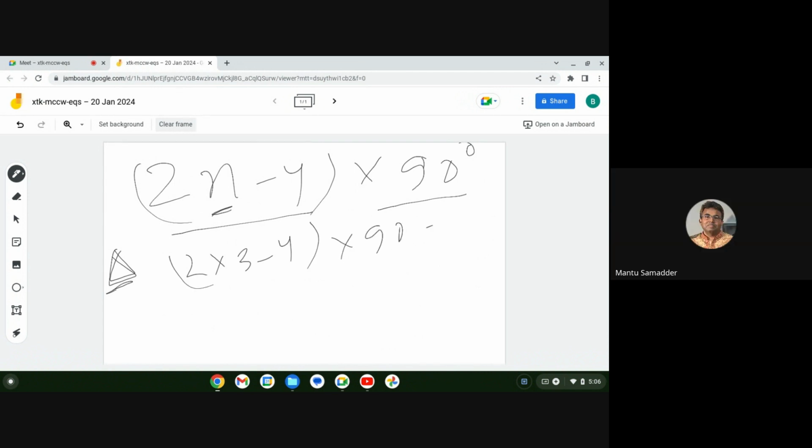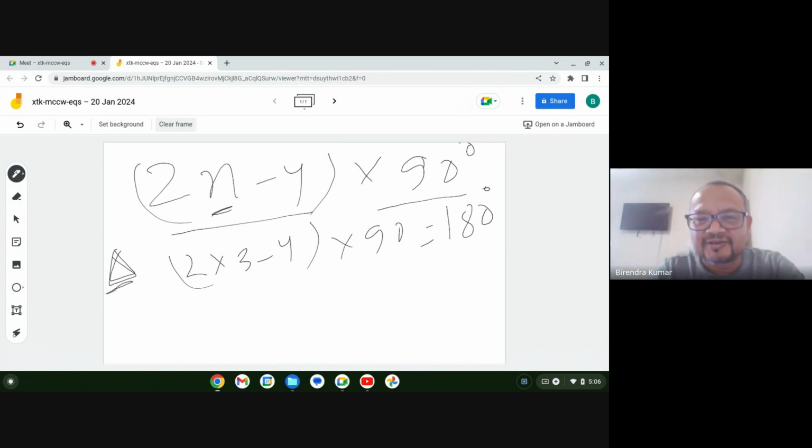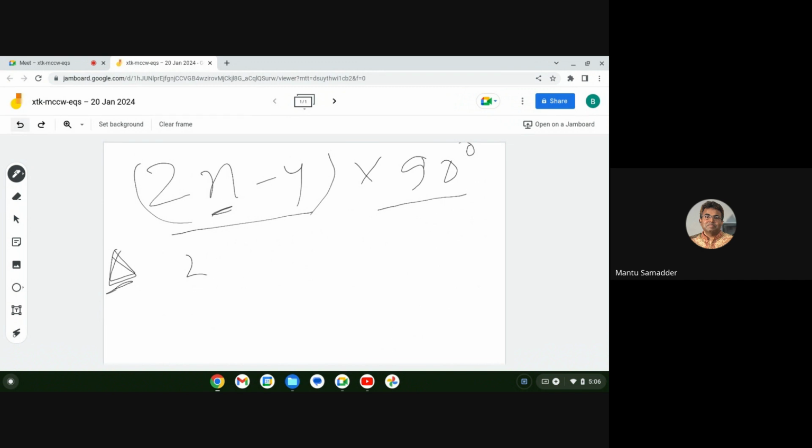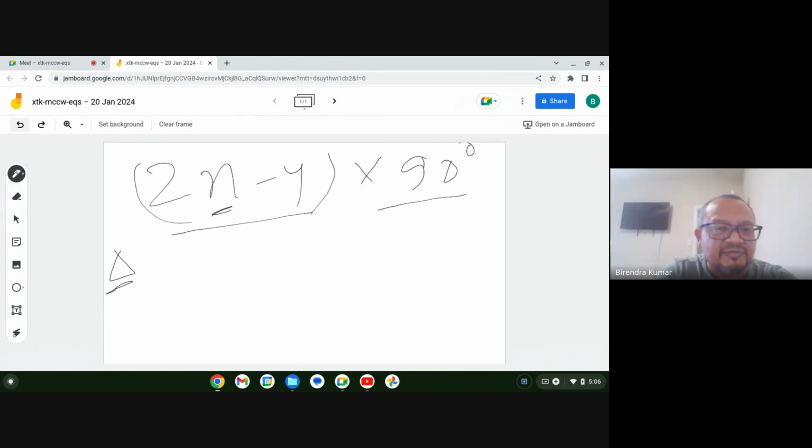Our teacher said that there's another formula. Yeah, could be. I'll come to that. So this becomes 2 into 3 minus 4, 2 into 90, 180 degrees. That we know, right? The sum of all the angles inside a triangle is 180 degrees. Likewise, we can use the same formula for finding the angle sum for other polygons, like we heard something called a heptagon. How many sides does a heptagon have? Do you guys remember? The heptagon has 7.